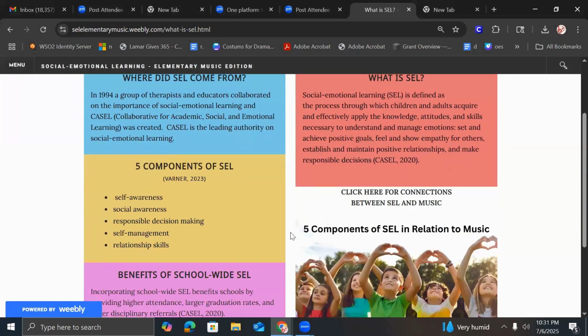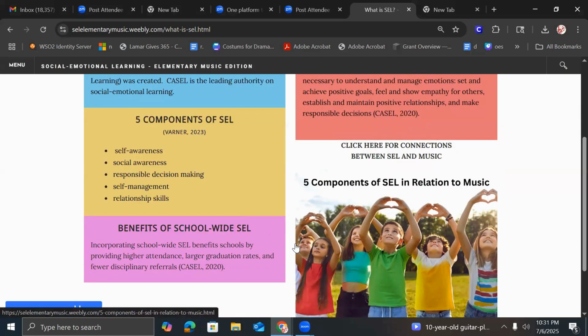And there was a group called CASEL that was made in 1994, which is a collaboration for academic, social, and emotional learning. That was where therapists and educators came together and they created this. And they are the leading authority on social emotional learning.